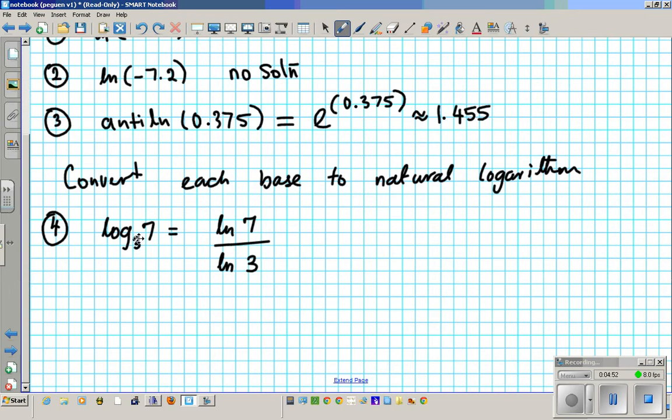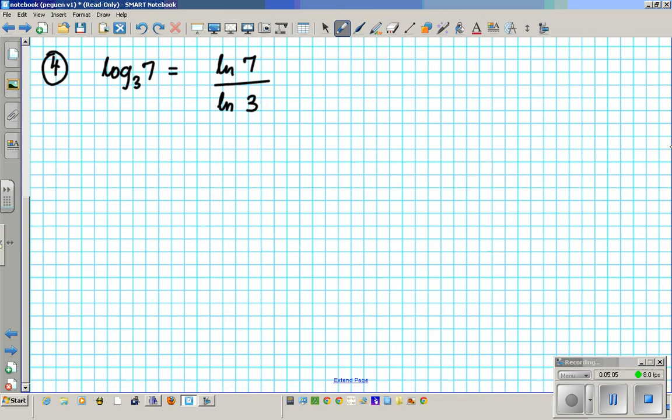To do this, you simply take the base and put it on the bottom, and take the number and put it on the top. Whatever target base you want, it could be ln, it could be log 5, log 7, that's what goes on the left side. Let's try another example. Number 5, log base 5 of 4. This is the natural logarithm of 4 on top and the base on the bottom, ln 5.